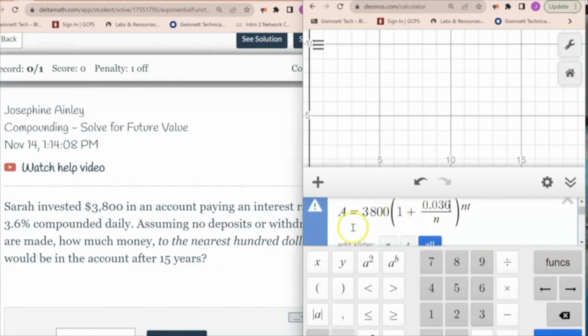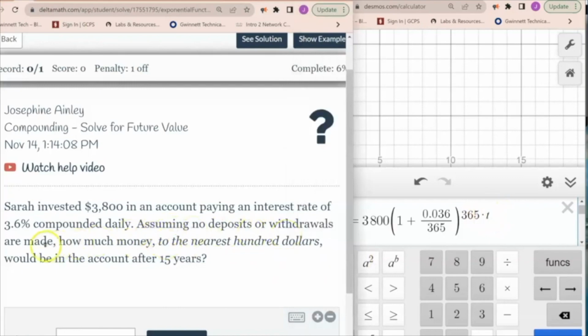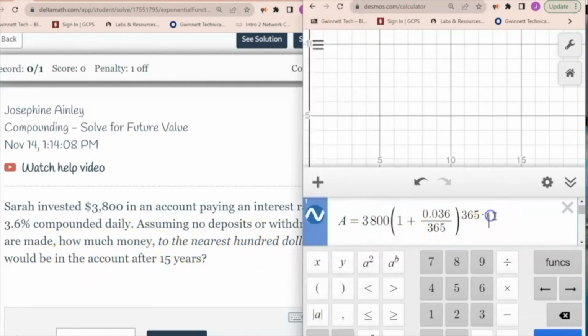0.036. All right. How many times is it compounded? It's compounded daily. So how many days in a year? 365. That's your n. And I see an n here, so that's also going to be 365. You can put multiplication or parentheses, however you want, for the time. Assuming no deposits or withdrawals are made, how much money to the nearest $100 would be in the account after 15 years? And so t is equal to 15.